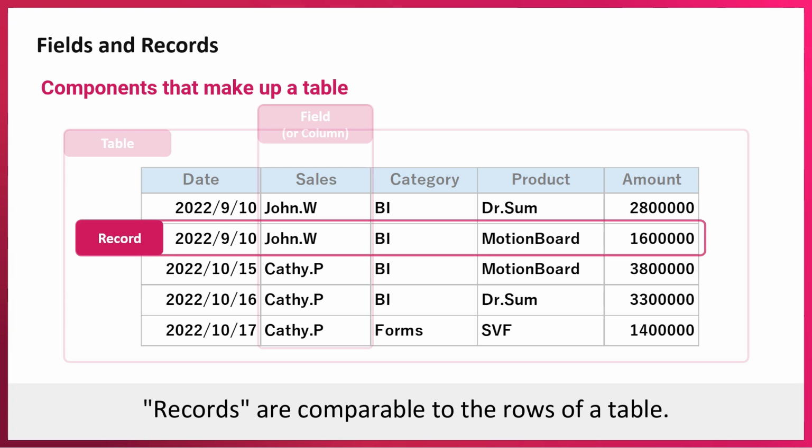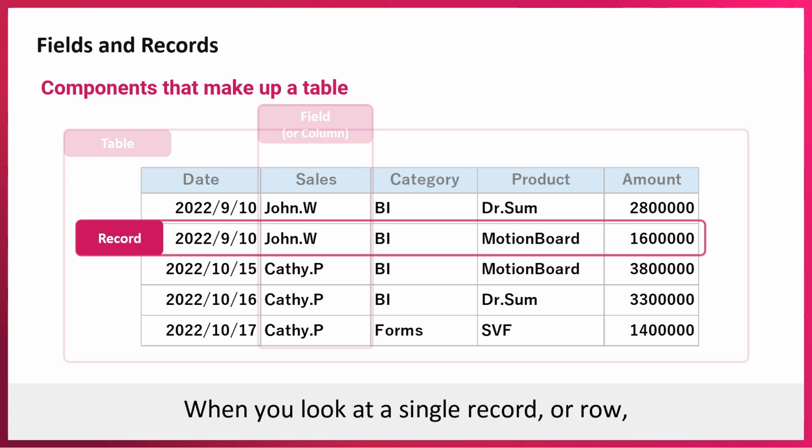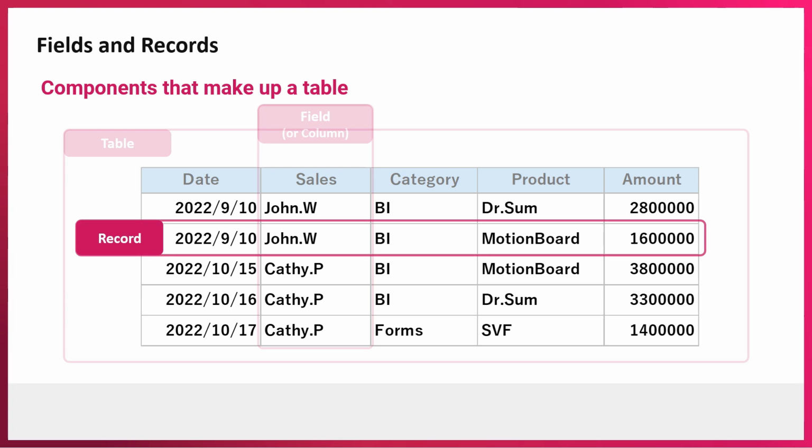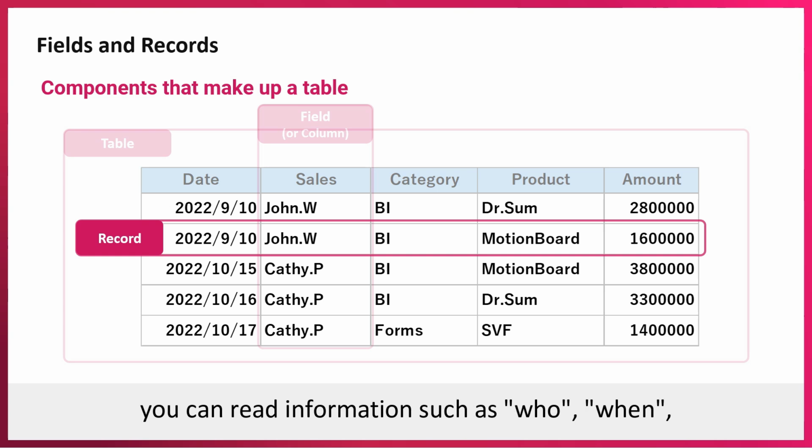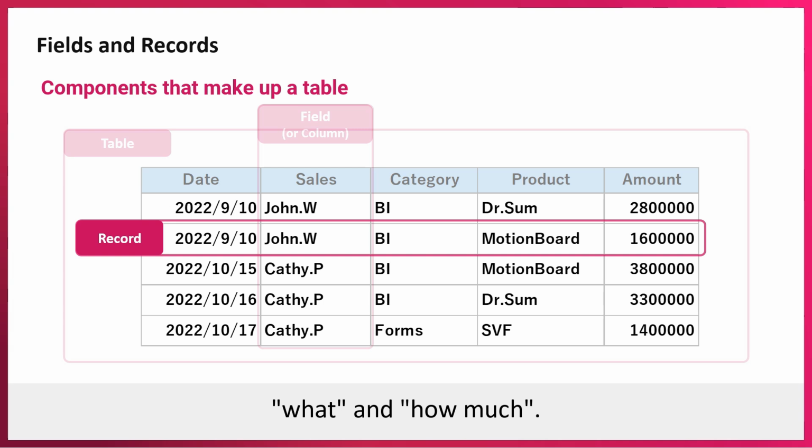Records are comparable to the rows of a table. When you look at a single record, or row, you can treat it as a certain group, where you can read information such as who, when, what and how much.